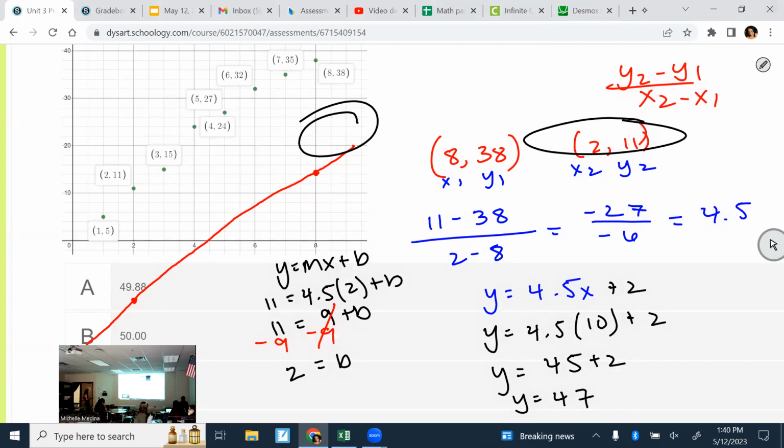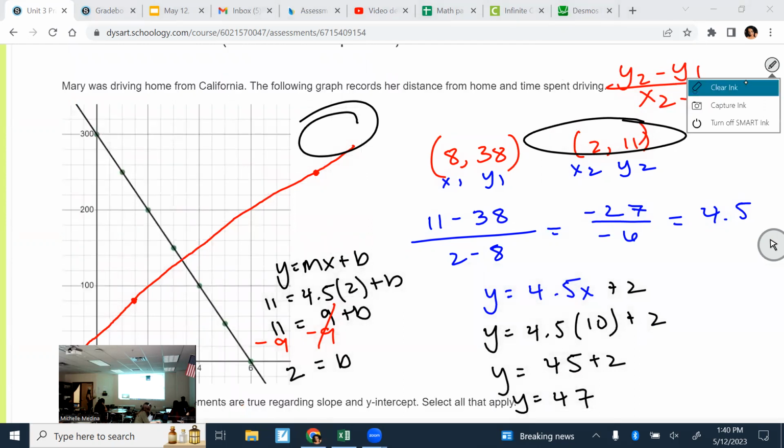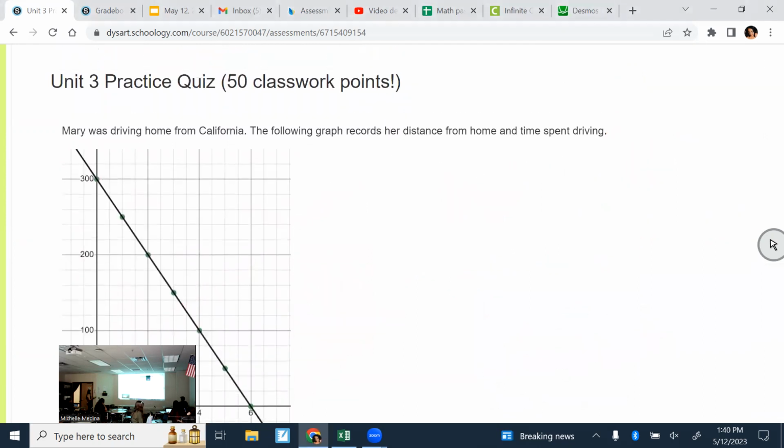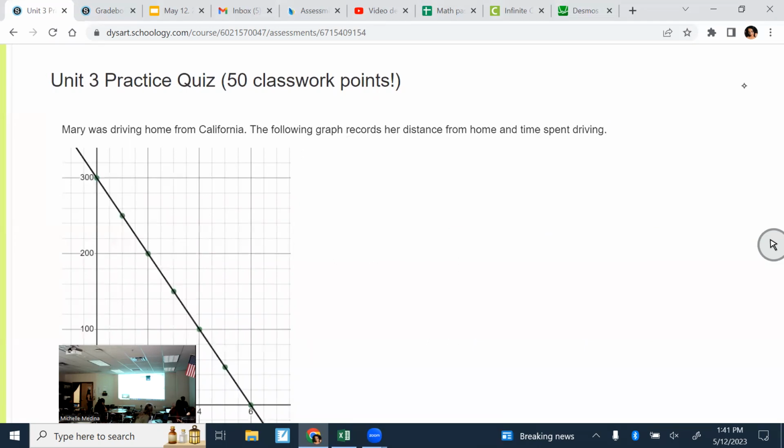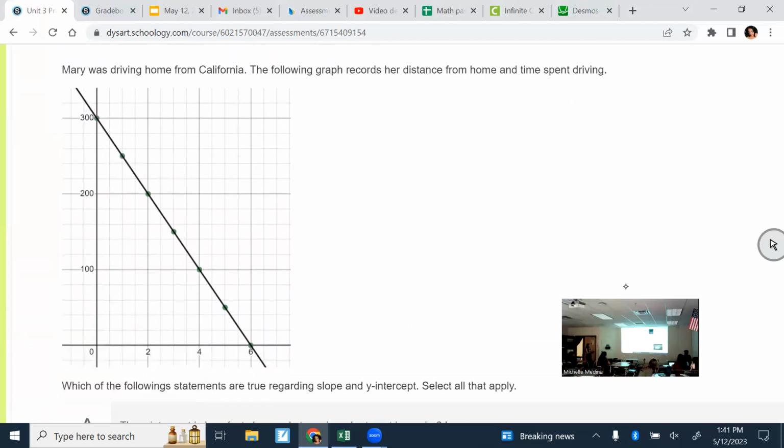Number 6. Okay. So number 6, and then this might have to be our last one because we want at least like 30 minutes for this. So Mary was driving home from California. The graph records her distance from home and time spent driving. So it's not labeled. Let's label it. The two things being compared are distance from home and time spent driving.